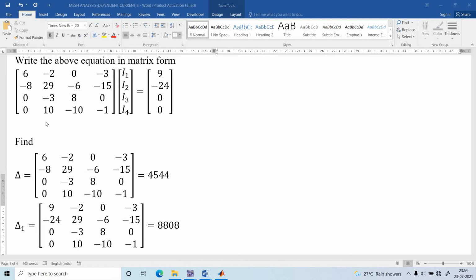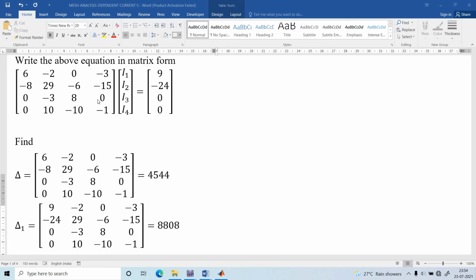So how to find out this? Here for the first row, it is replaced by 9, minus 24, 0, 0. And the remaining has no change to find out delta 1. And how to find out delta 2? The second row is replaced by 9, minus 24, 0, 0 and find out the determinant, that is delta 2. How to find out delta 3?